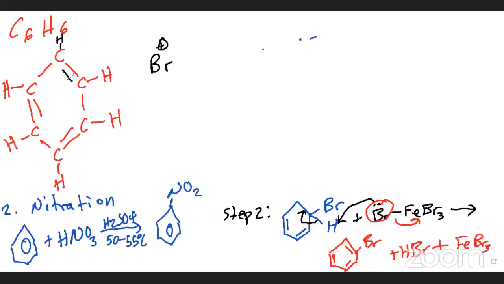So this black line here, I am using it to represent the pi electrons in your double bond. This line has 2 electrons, and I am using it to form a bond with this bromine. So this is a dative covalent bond where one atom donates 2 electrons to form the bond. So we are moving the 2 electrons from this bond to bromine. That means the double bond is broken.